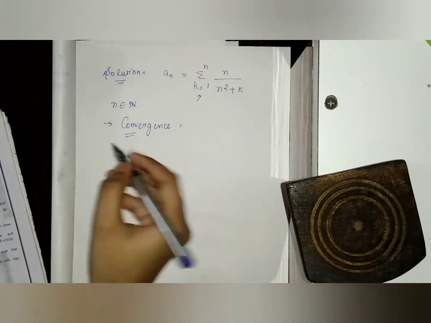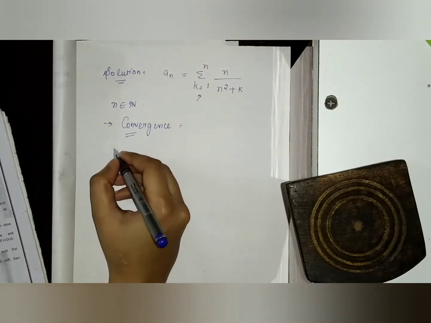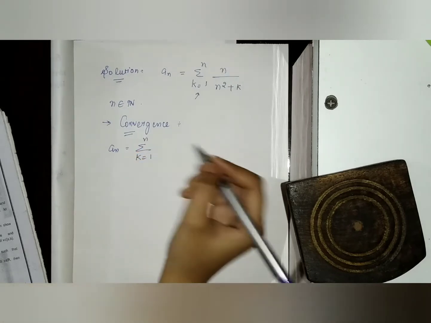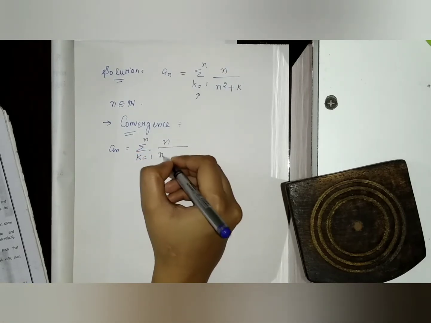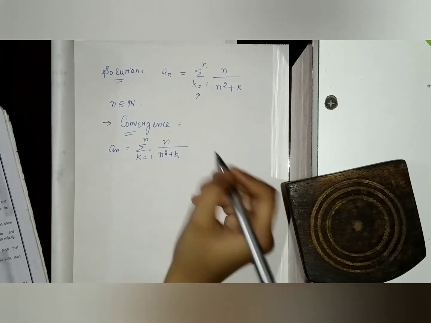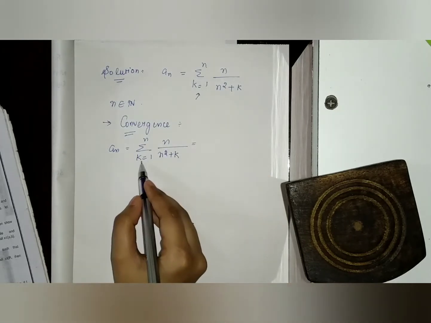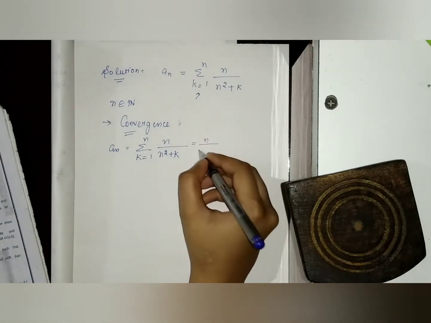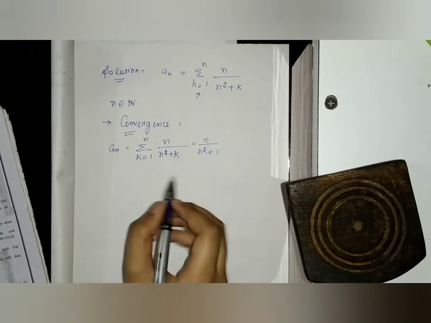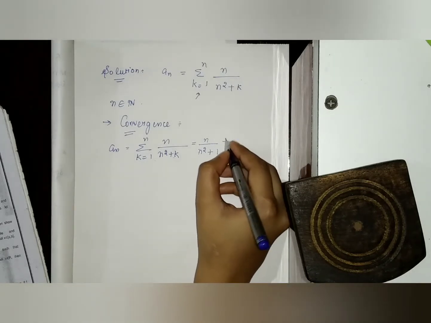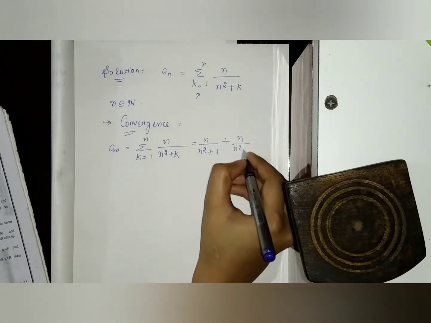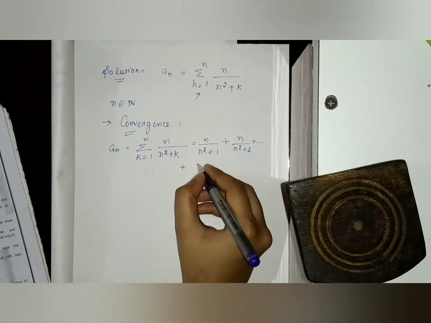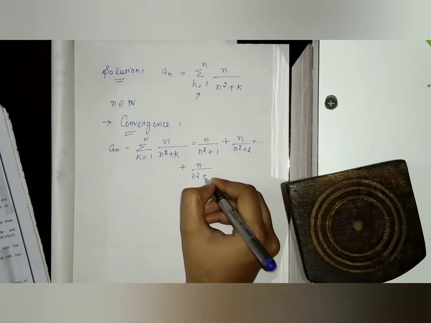So now if we expand this series a_n, which is equal to the summation, k from 1 to n, of n upon n square plus k, it becomes: first we put k equal to 1, so it is n upon n square plus 1. Then we put k equal to 2, so plus n upon n square plus 2, and so on till n upon n square plus n.